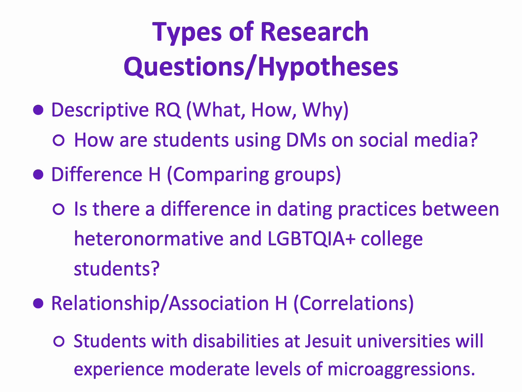And then the third type of question or hypothesis is a relationship or an association. You're saying that these things correlate. So I could argue that students with disabilities at Jesuit universities will experience moderate levels of microaggressions based on their identity. So they will encounter ways in which they're made to feel unwelcome because they have disabilities. That's an example of a relationship or association, a correlation.